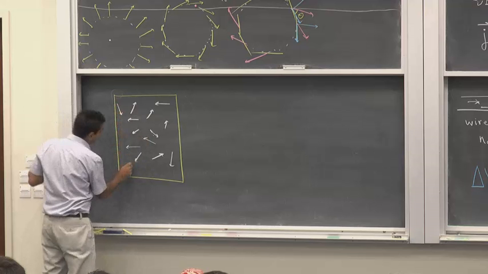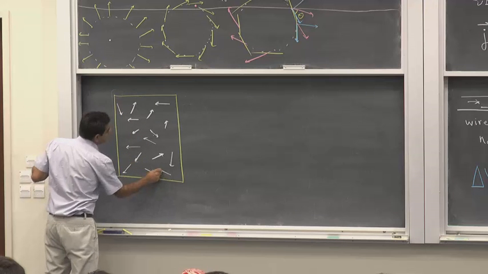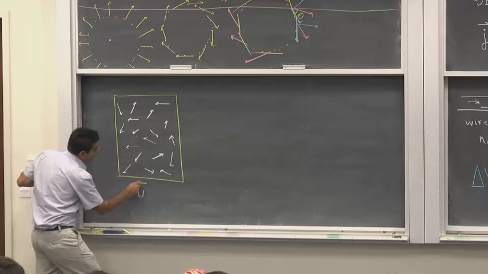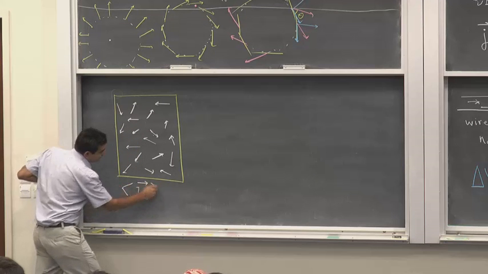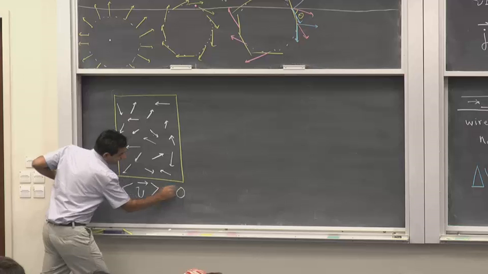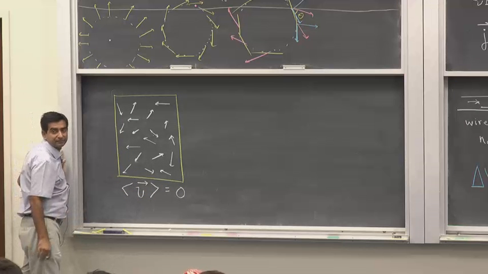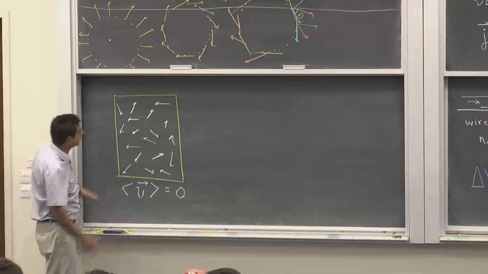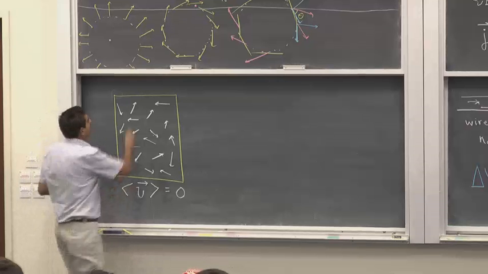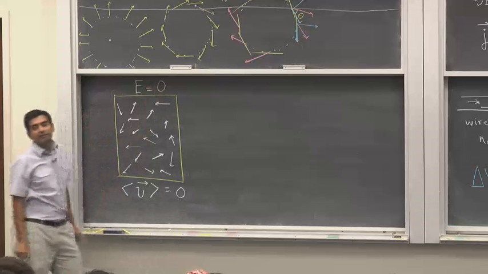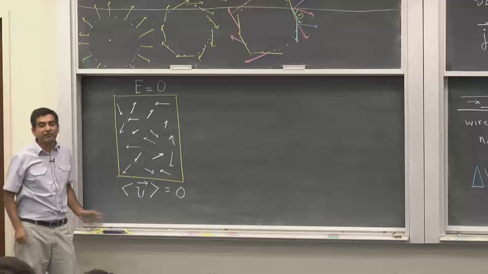So these electrons are all pointing in random directions. And the vector sum of all of these velocities is 0. So this represents the vector sum or the average. The average is just the vector sum divided by the number of electrons. So this is 0 here. No electric field is applied. Fine? So far so good.